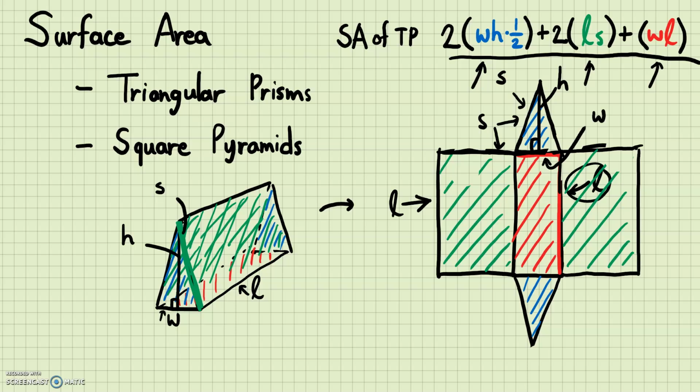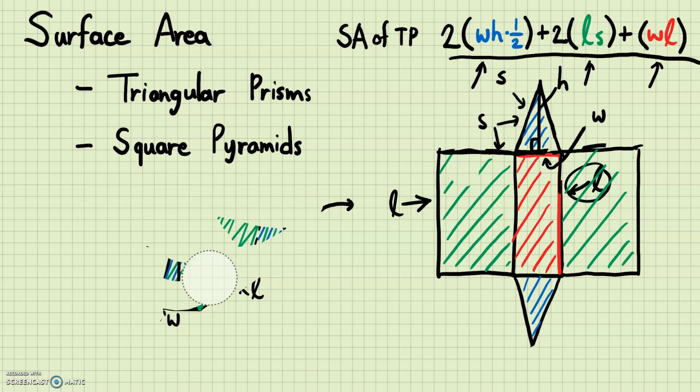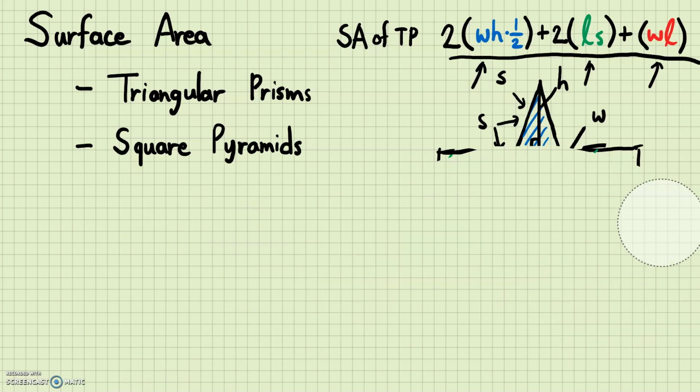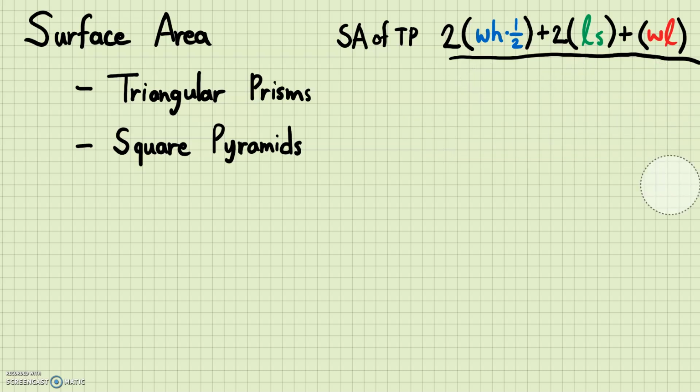Now let's move on to square pyramids. Square pyramids, I think, is a little bit easier than the triangular prism because the base is a square, and it's always easier with squares. So a square pyramid looks like this. It's a pyramid where the base is a square. Okay, so that's our pyramid right there.